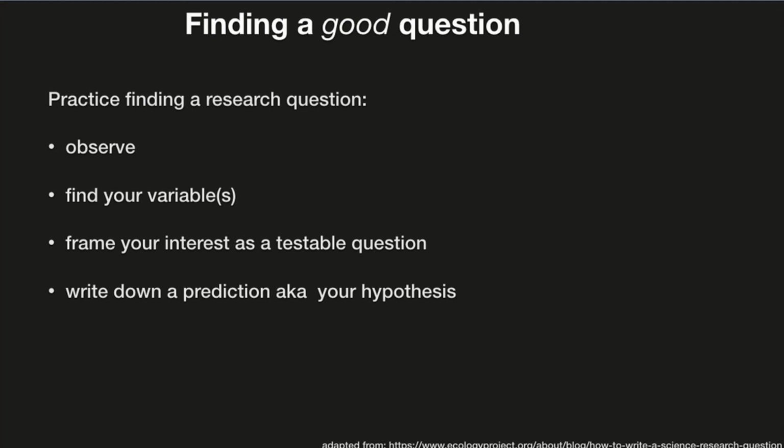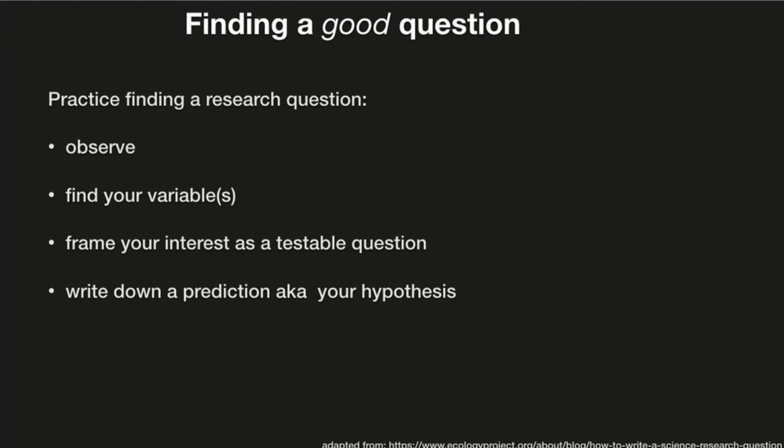And if there's something that sparks your curiosity, that might be where you want to go with it. It's really tough to do science on questions that don't interest you. So try and find something that, for whatever reason, is interesting to you. And once you have identified that thing, what I want you to do is come up with what your variables are that you might be interested in addressing that question with, and frame it as a testable question. And take that testable question and try to write down your prediction or hypothesis.